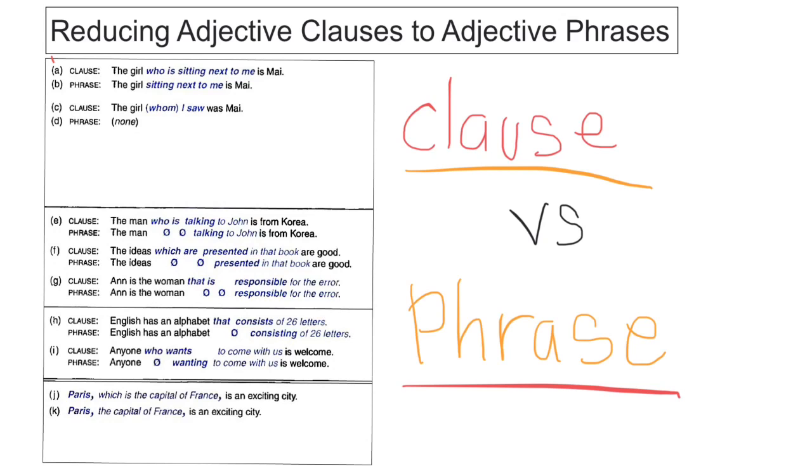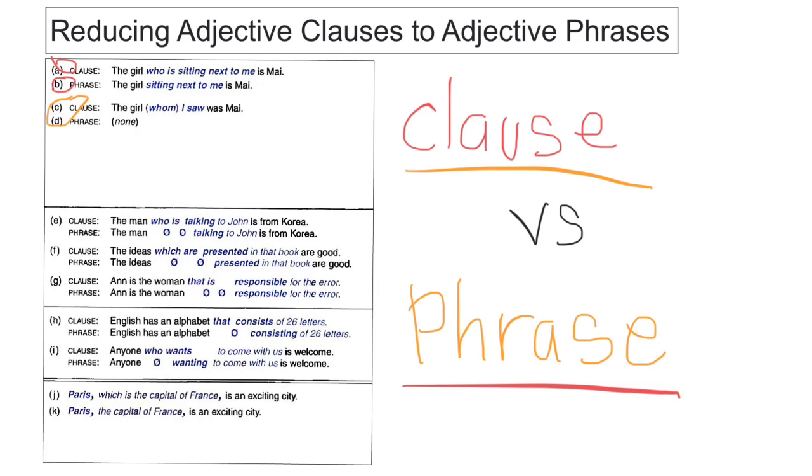Examples: A and B have the same meaning. Only adjective clauses that have a subject pronoun, who, which, or that, are reduced to modifying adjective phrases. The adjective clause in C cannot be reduced to an adjective phrase.